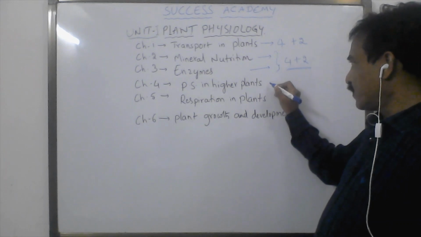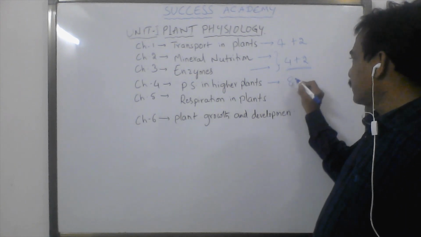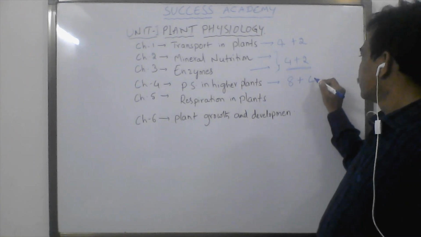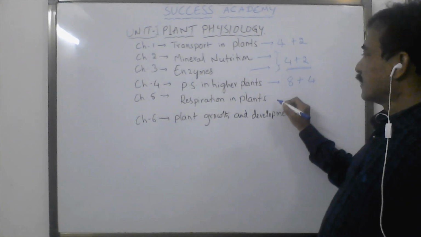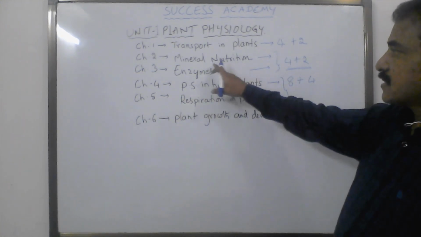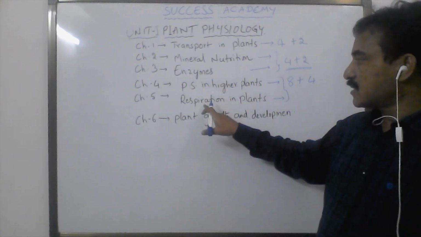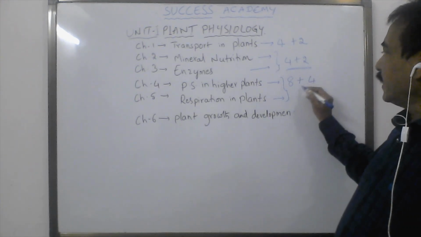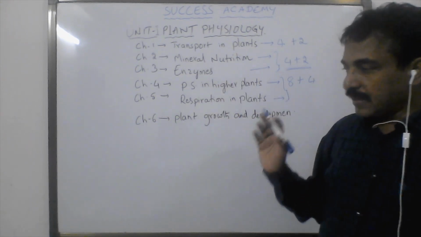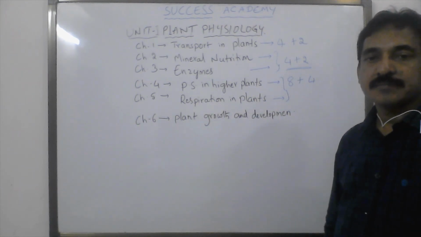Next one, chapter 4, photosynthesis in higher plants. Here, one LAQ 8 marks question and one 4 marks question, and in respiration also. Like this, same as the second and third chapters, mineral nutrition and enzymes, photosynthesis and respiration are also given 8 plus 4 weightage. That means if an 8 marks question is asked from photosynthesis, then a 4 marks question is compulsorily asked from respiration in plants.